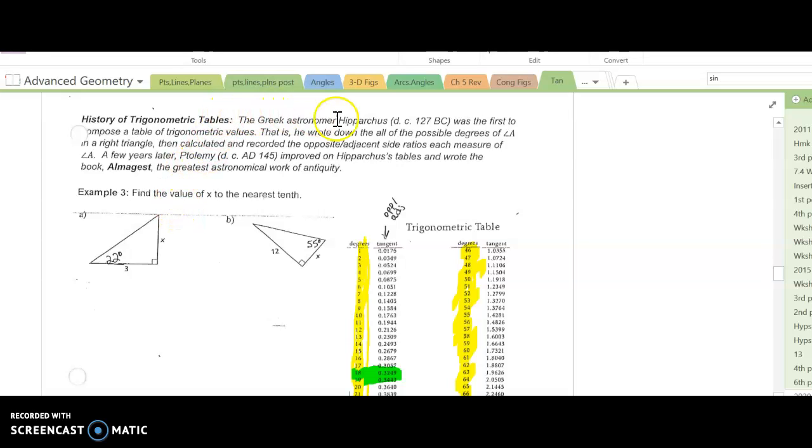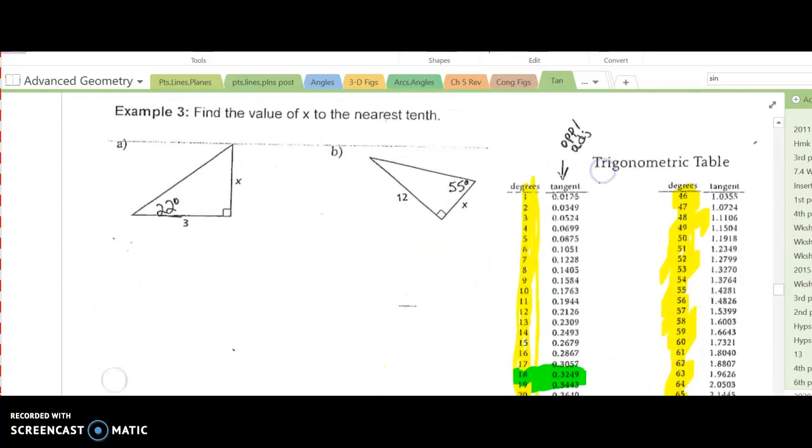So it says the Greek astronomer Hipparchus was the first to compose a table of trigonometric values. That is, he wrote down all the possible degrees of angle A in a right triangle and then calculated and recorded the opposite to adjacent ratios for each measure of A. A few years later, Ptolemy improved upon Hipparchus's tables and wrote the book The Almagest, which is considered to be the greatest astronomical work of antiquity. So it was a big deal. I mean, this is like the difference between being able to navigate by the stars out in the ocean and just being lost in the ocean. So it's a big deal.